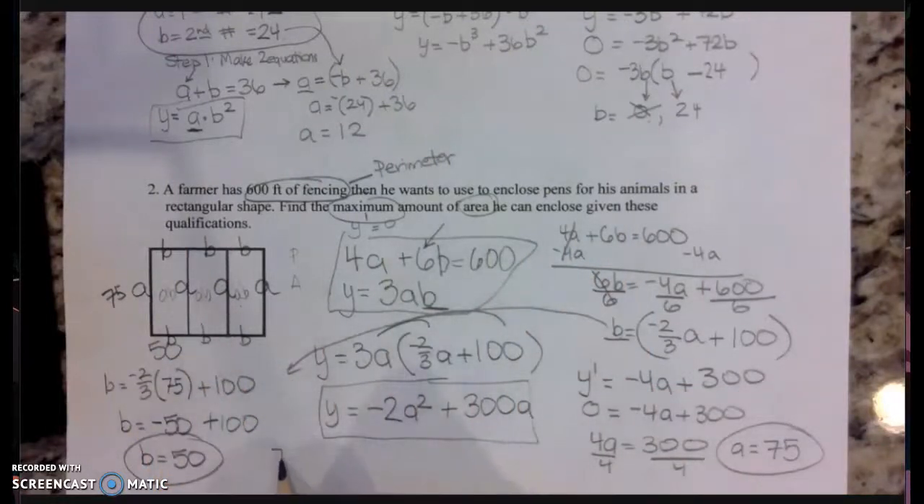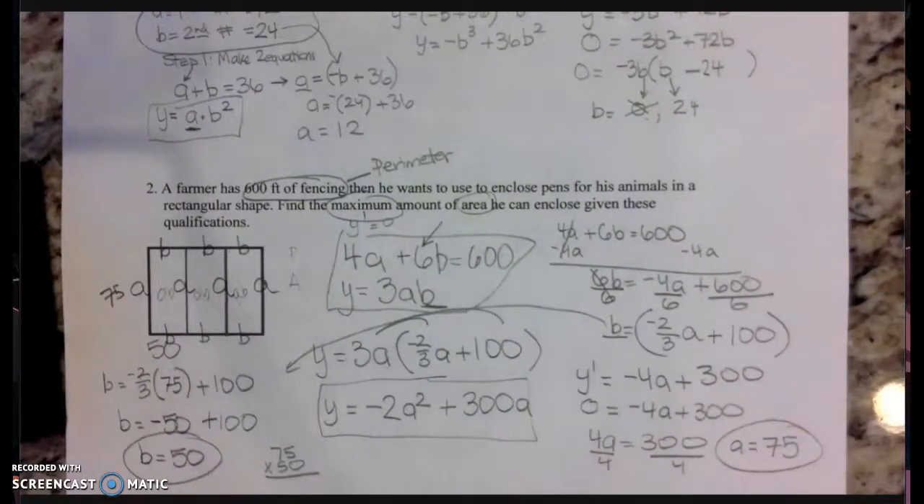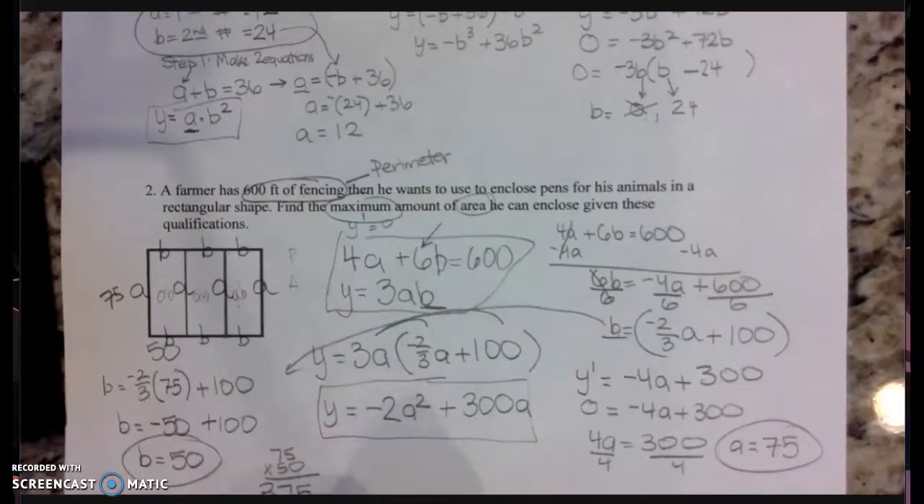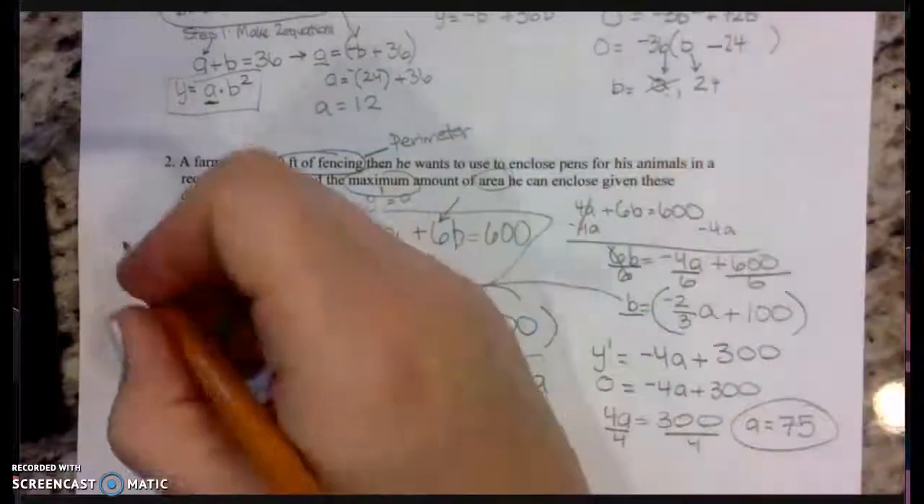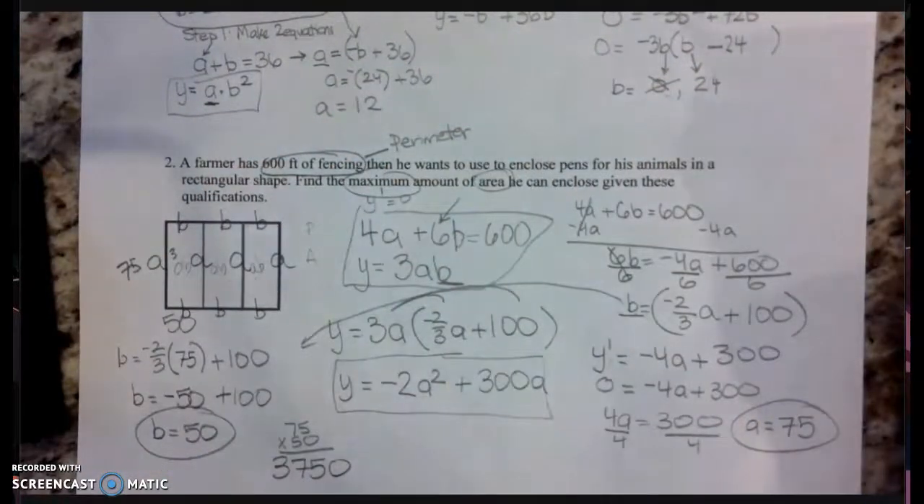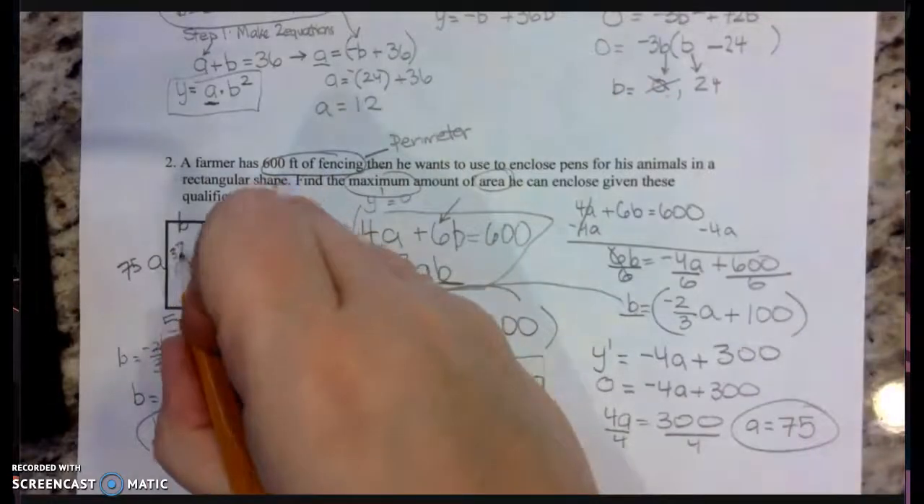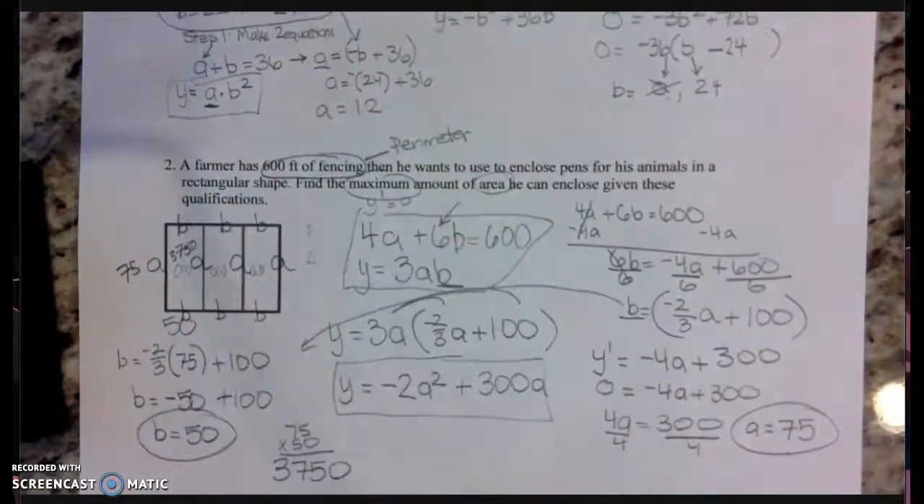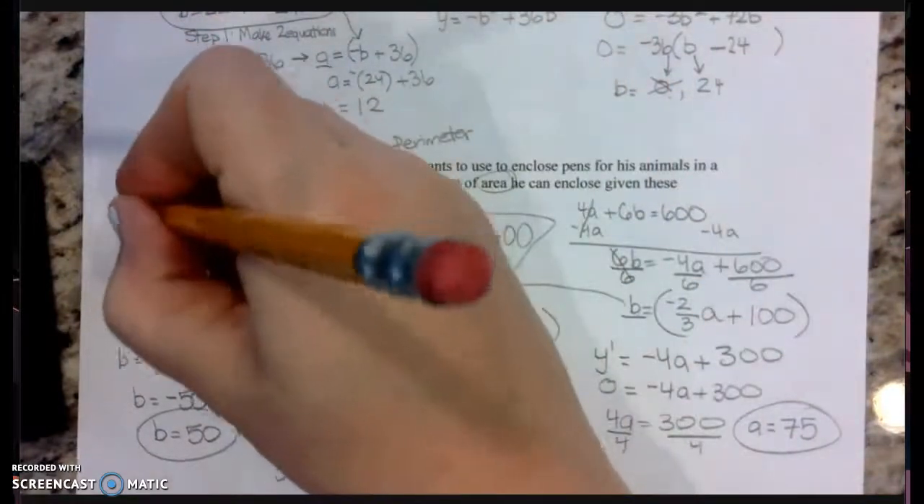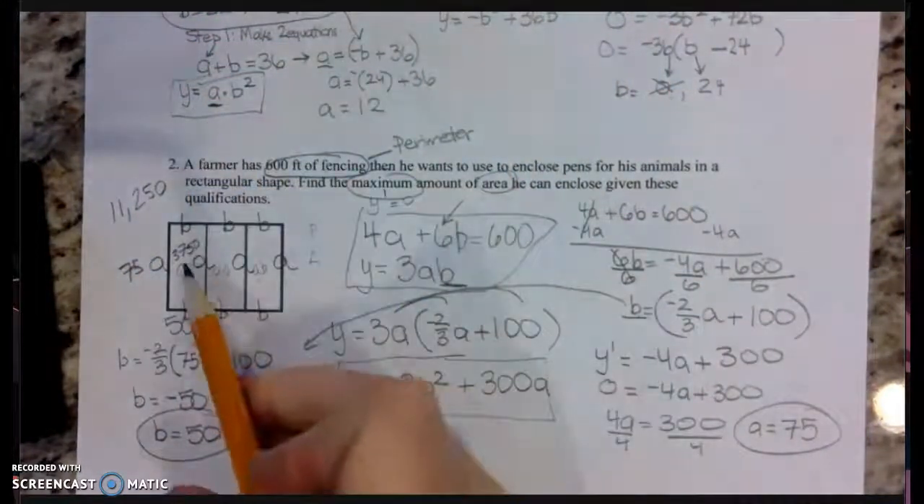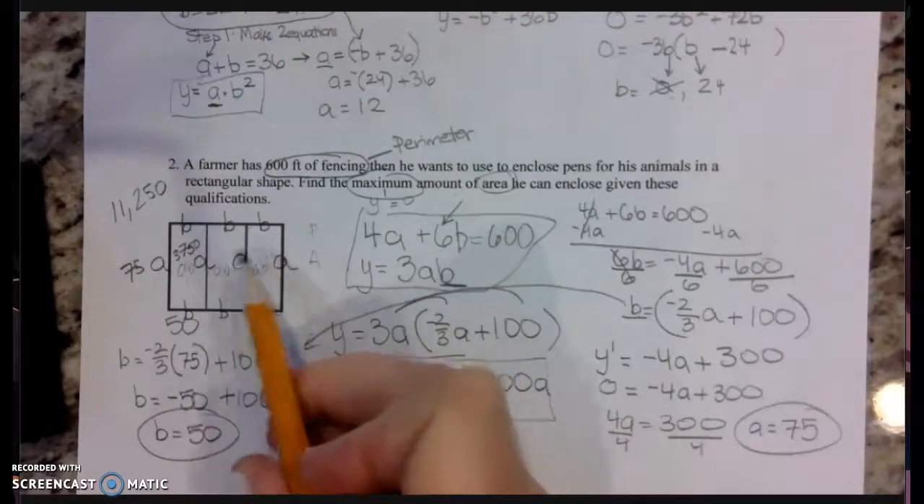I'm actually going to multiply them together to find the area. And I'm going to get, what is that? I got to put this in my calculator. Give me 1 second. 75 times 50 is, let me try that again. 75 times 50 is 3,750 per each pen. And if I did that times 3, the whole thing would be 11,250, with 3,750 in each pen.